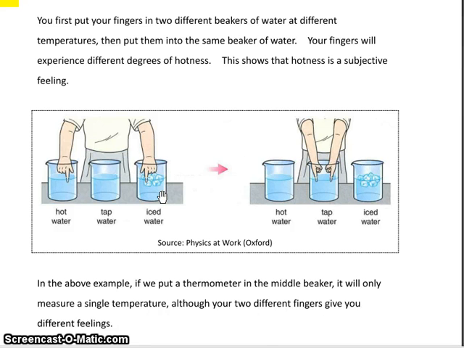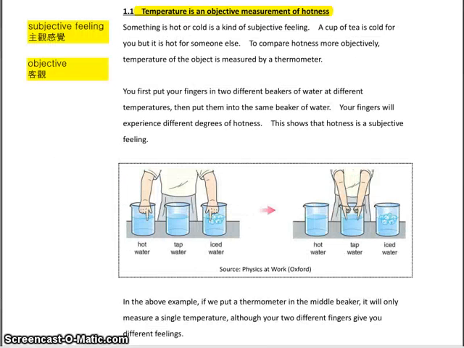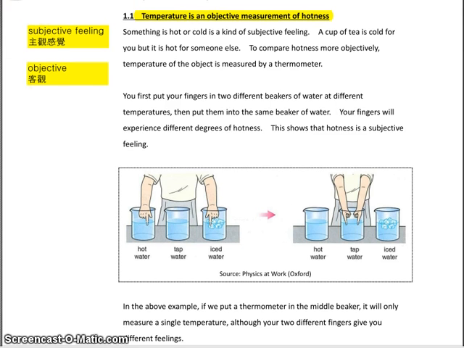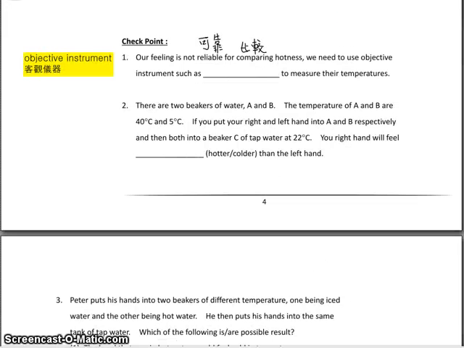So you keep your hands in the water for some time, and then you may move both of your hands into tap water. So what will you feel? Your 2 hands will tell you different feelings. The hand that was in ice water will tell you the tap water is quite warm, and the hand which was in hot water will tell you the tap water is quite cold. So why does it happen? Well, it's just because feeling is subjective. So we have to use some objective measurement, and that is temperature. Temperature is an objective measurement so that you may compare hotness. And now pick up a pen and let's finish the checkpoint questions below.